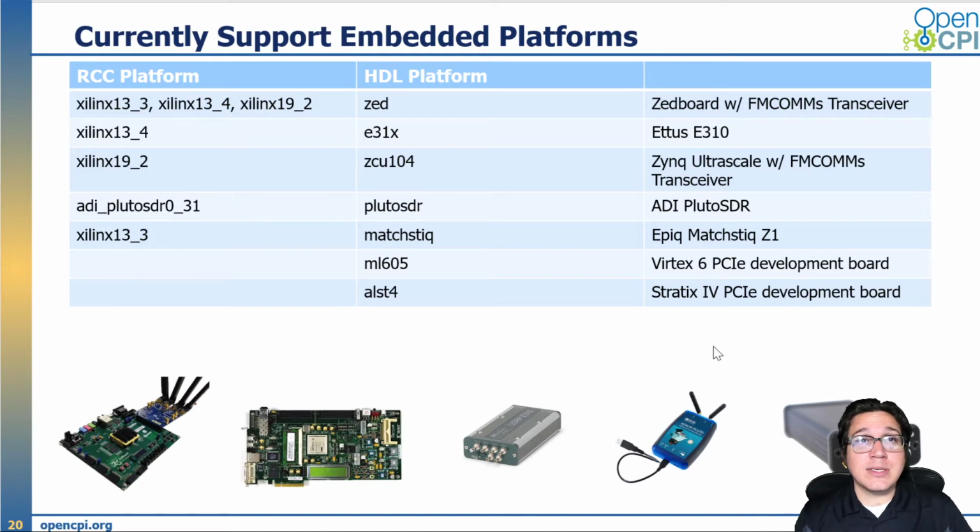OpenCPI supported platform list. We support the RCC platforms. So we use the toolchain and the Linux kernels provided by the Xilinx vendor. And those tools are updated periodically by quarter and by year. So that's what the 19 stands for, 2019. And the 2 is the second quarter, the second deployment of that set of tools.